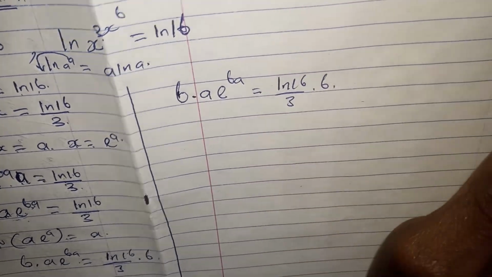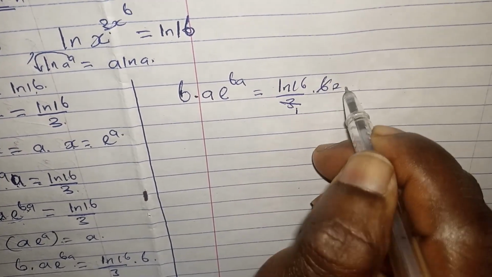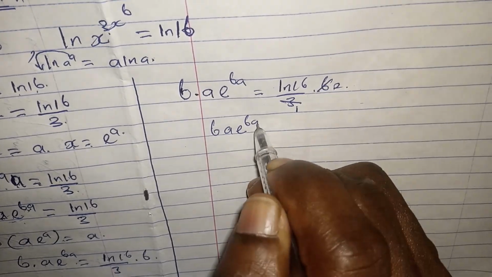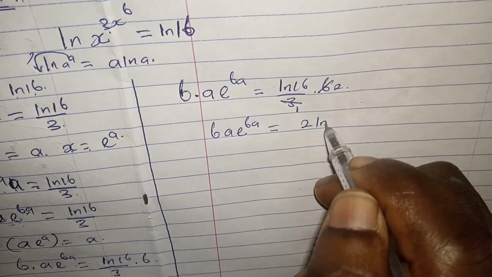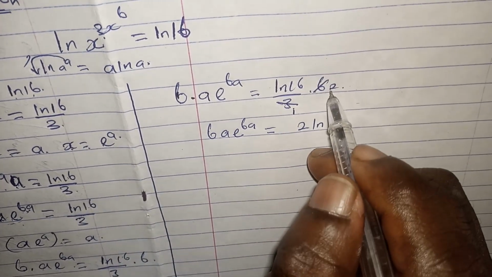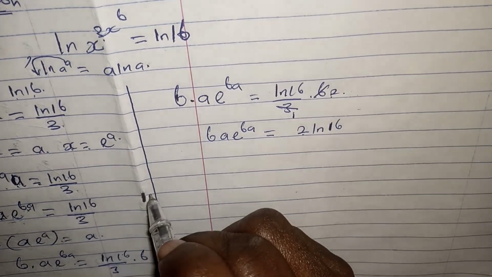Okay, 3 can go into this place, we are going to have 1. 3 can go into 6, we are going to have 2. So we are having 6a exponential 6a is equal to 2 ln 16. We are not having 12 because we have 2 here. So we are going to put 2 at the back, so we are having 2 ln 16.